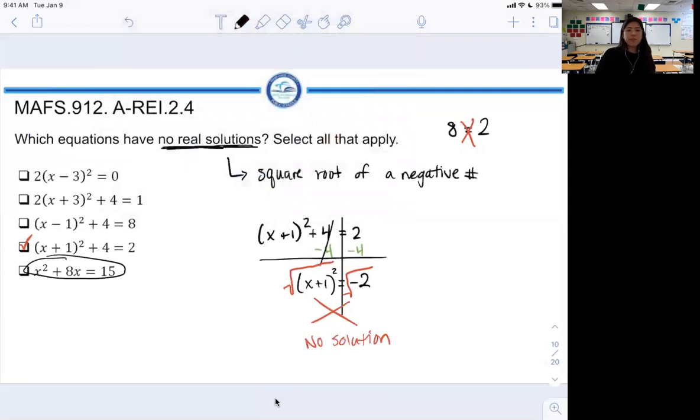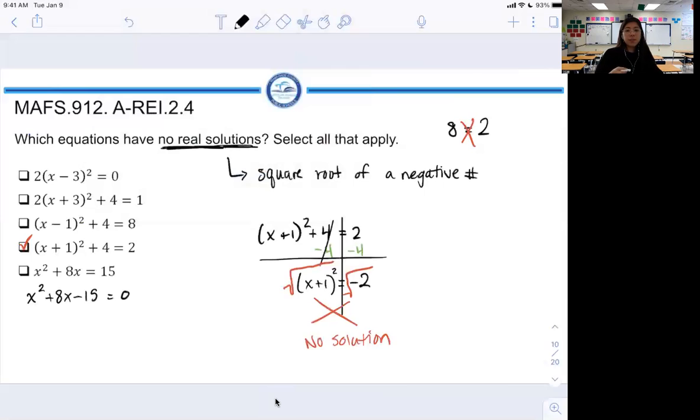So E looks a little different than all the other ones. What is different about E? It's almost in standard form. What would I need to do in order to turn it into standard form? Subtract 15 to bring it to the left side. Yeah, so this would be x squared plus 8x minus 15 equals 0.